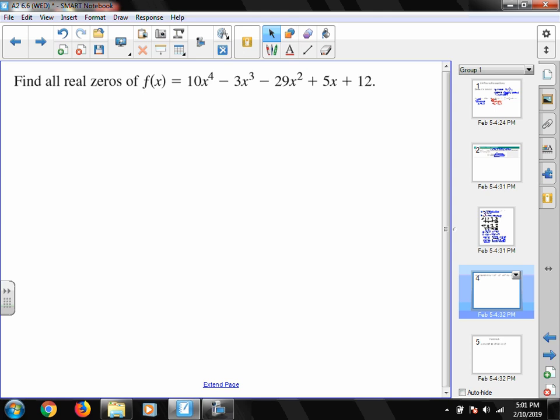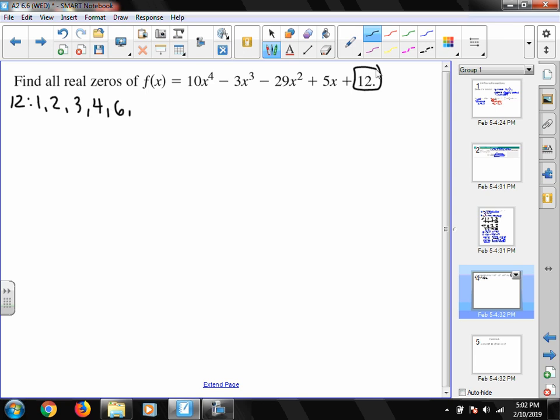So we're going to find all the zeros of 10x to the 4th minus 3x cubed minus 29x squared plus 5x plus 12. Starts the same way every time. I need to find factors of 12. 12 is my constant term here. And hopefully you guys know the factors of 12. They are 1, 2, 3, 4, 6, and 12. If you don't know them, flip the page back.